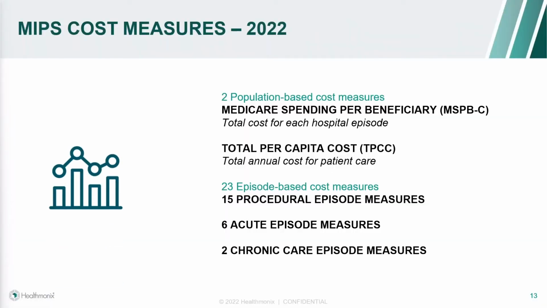So the MIPS cost categories for 2022, as stated a little bit ago, include 2 population-based cost measures: the MSPB, Medicare spending per beneficiary, that's the total cost for each hospital episode. Then there's the total per capita cost, which is the annual cost of each one of your patients. You have 23 episode-based measures as well. That includes 15 procedural, 6 acute, and 2 new chronic care episodes that were added this year.